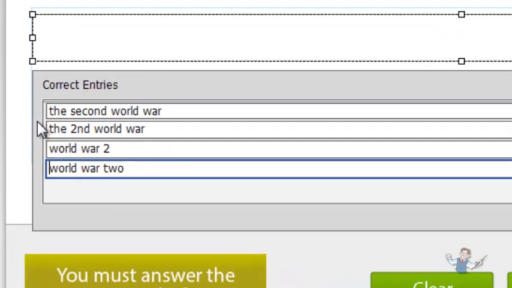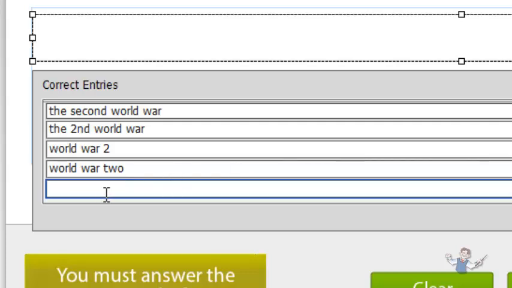And here's an example. All these answers are correct, but they are written in different ways. For example, someone might write the Second World War, someone may write World War II, someone might write World War Two using a word two, not a number. And someone might put down it was World War II.